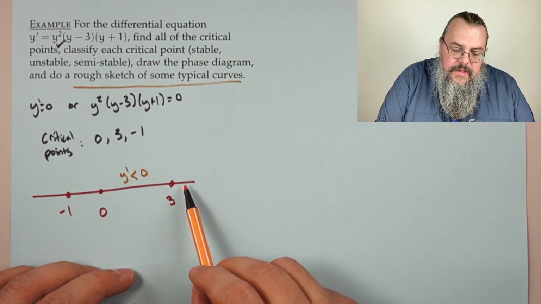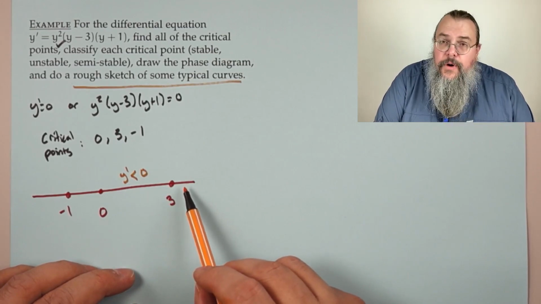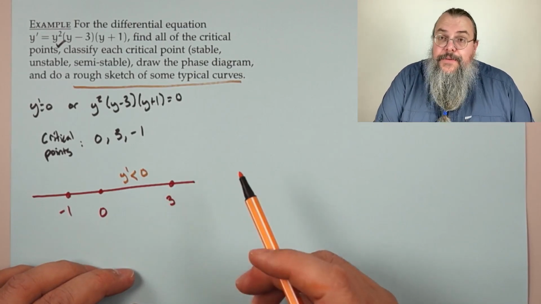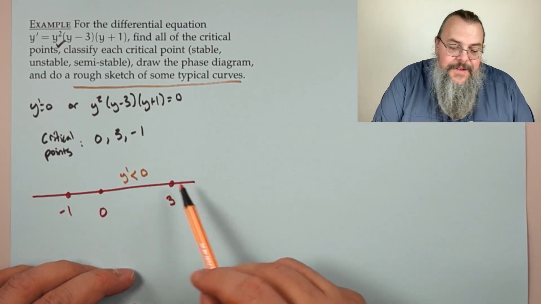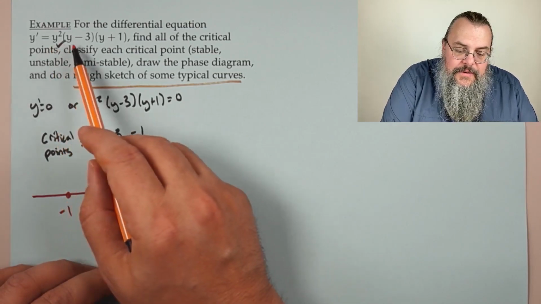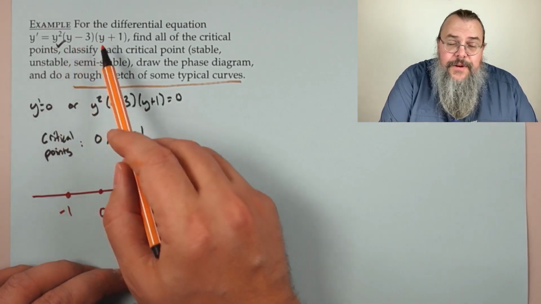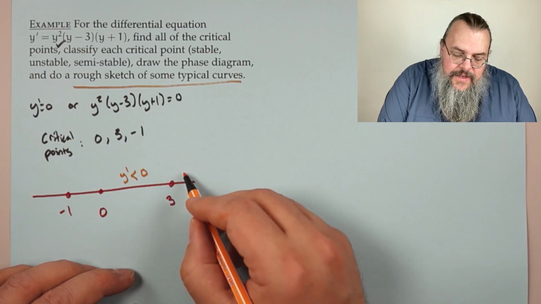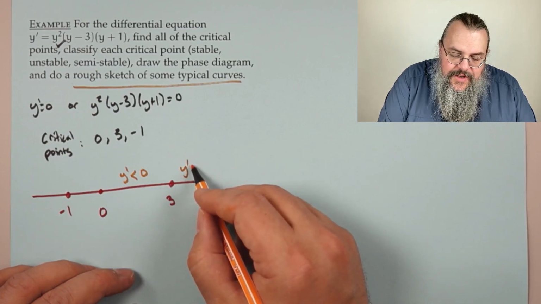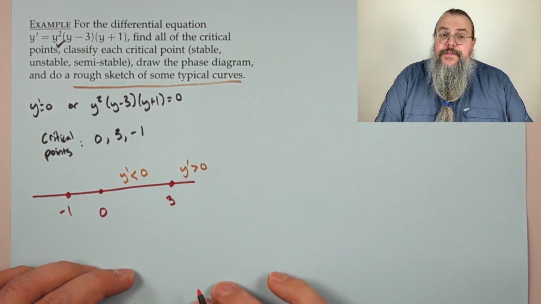How about something large? 4, a million, 5. 4 is pretty good. 4 squared, positive. 4 minus 3, positive. 4 plus 1, positive. Very optimistic here. Everything's positive.